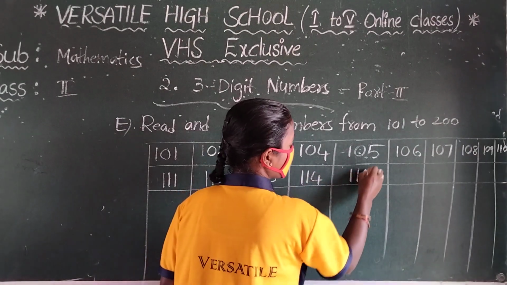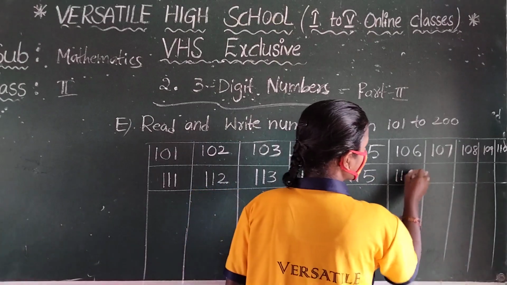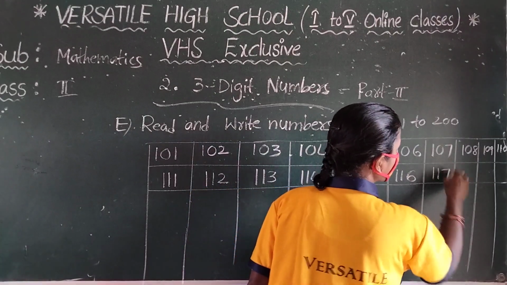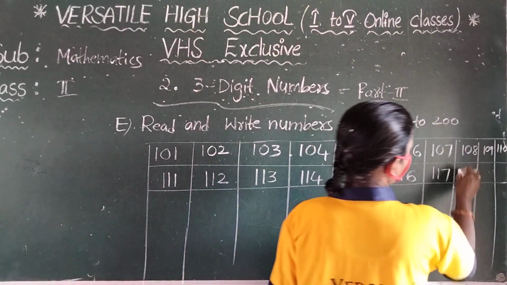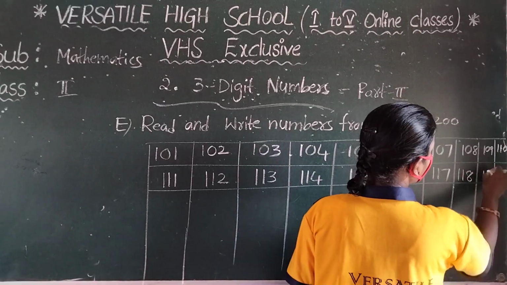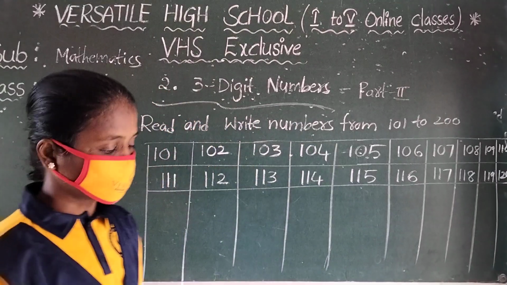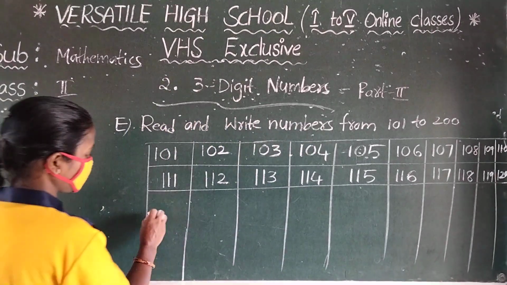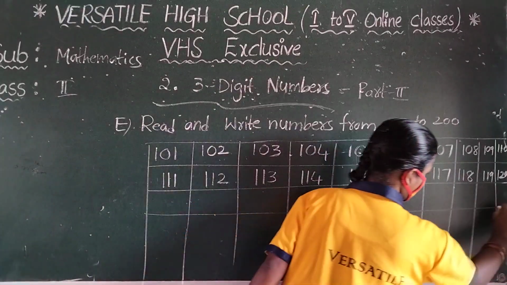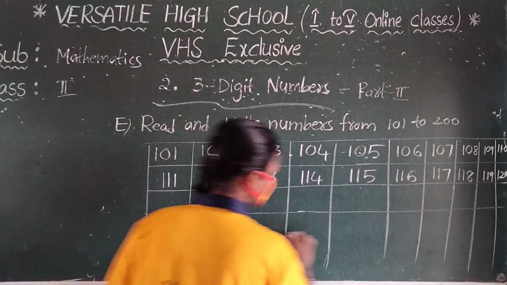114, 115, 116, 117, 118, 119 and next 120. Now I am filling another box. See this, children?